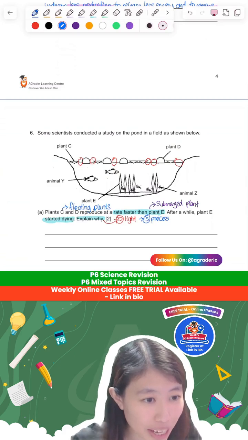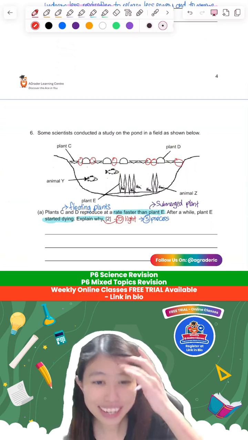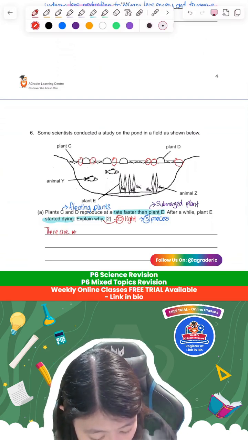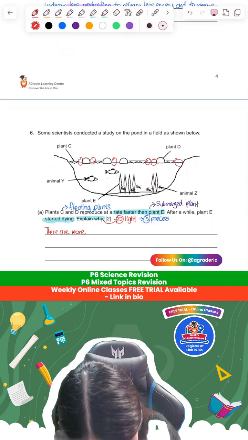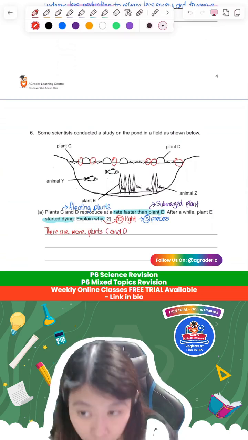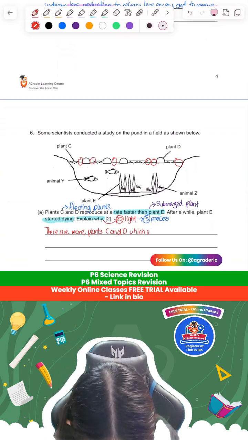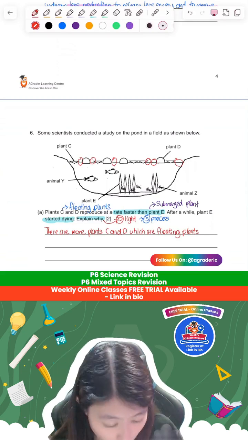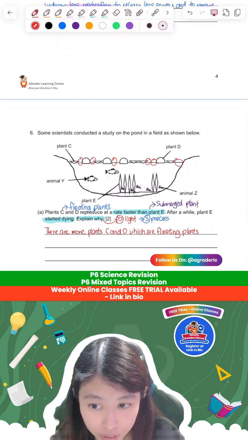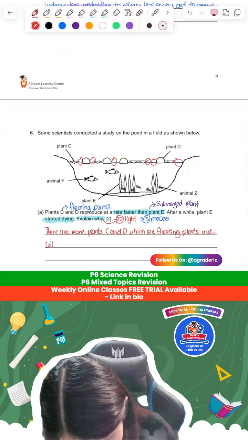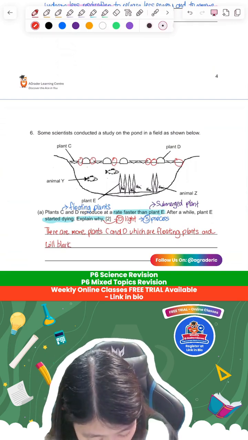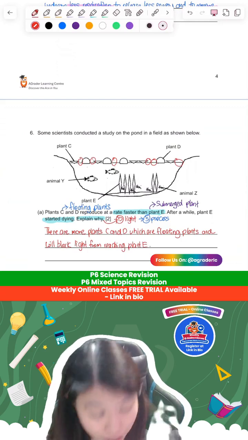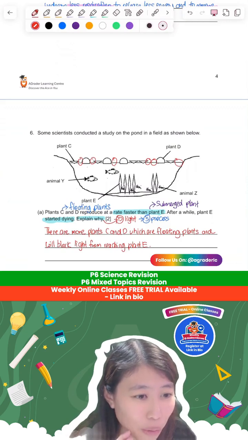Very good, Skies play. You got the idea. All right, since they say reproduce at a faster rate, you must say there are more plants C and D, which are floating plants, and will block light from reaching plant E.